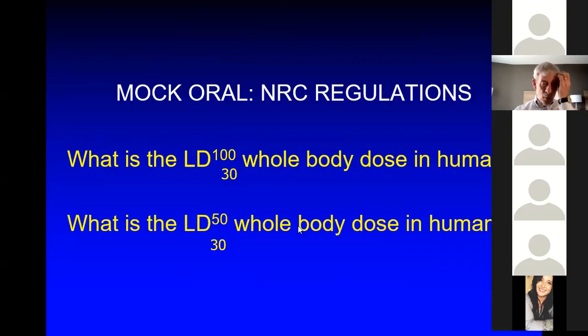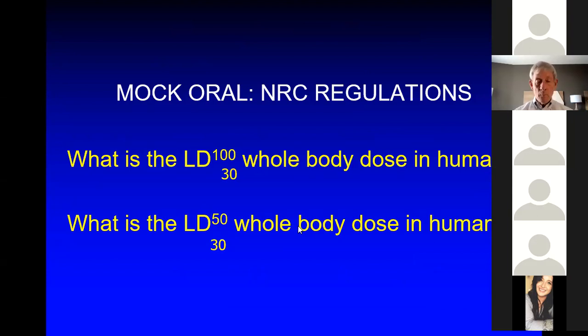Let's take a look at what lethal doses are. I don't know if you've ever seen this terminology before, but there's a term called the LD 100-30. That means what is the lethal dose where 100% of the people would die within 30 days as an acute dose delivered all at one time, let's say within 1 hour. And what is the LD 50-30?